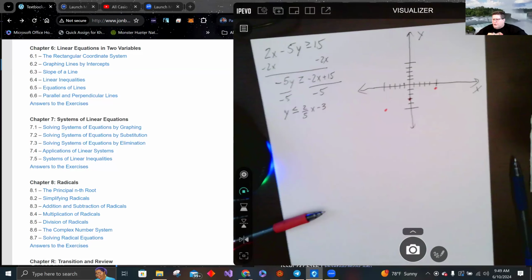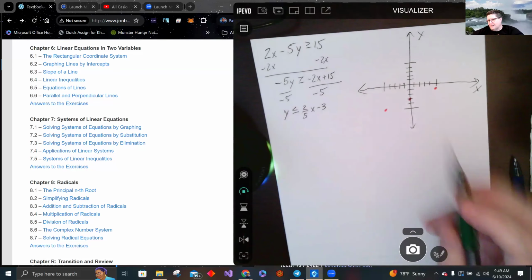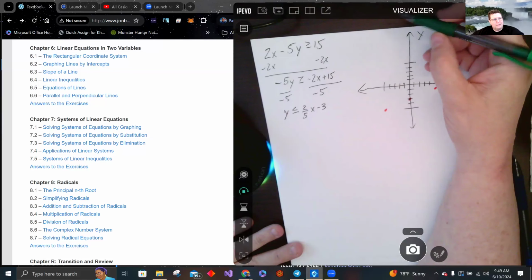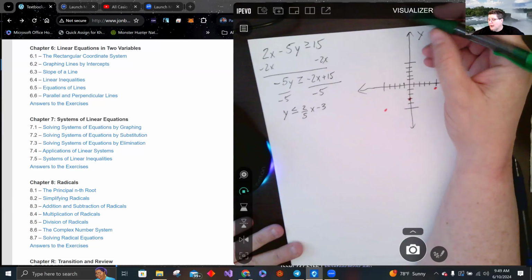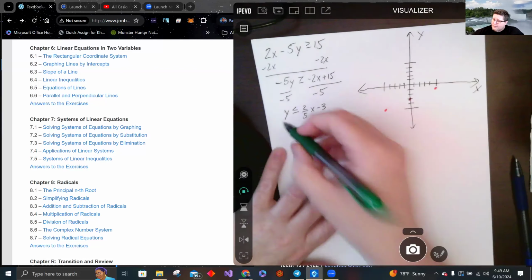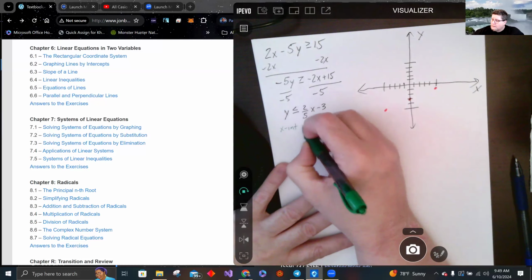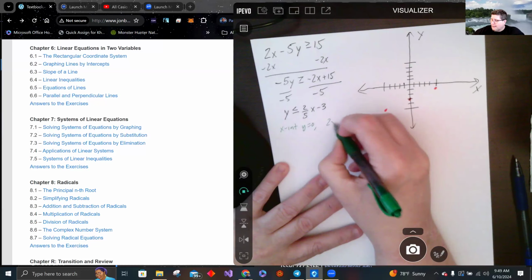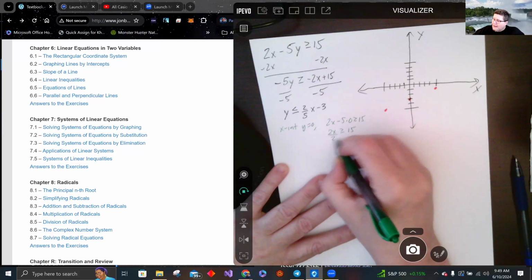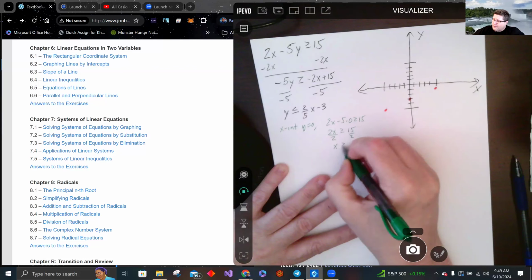I'm also going to start doing the slope-intercept method now. We covered it in the previous chapter, not chapter 6.3 on slopes. I have the y-intercept. The x-intercept is when y equals 0. 2x minus 5 times 0 is greater than or equal to 15. 2x is greater than or equal to 15. x is greater than or equal to 7.5.